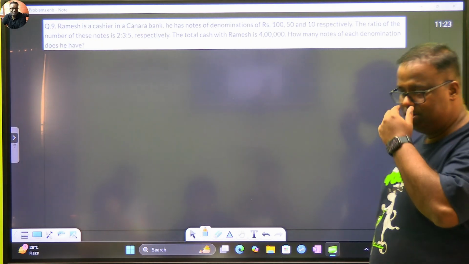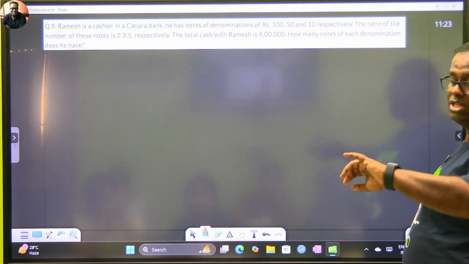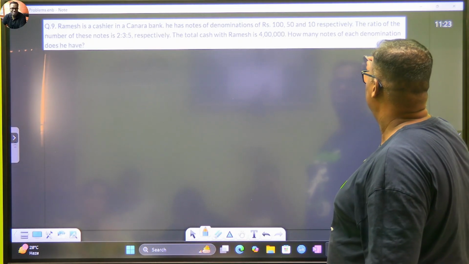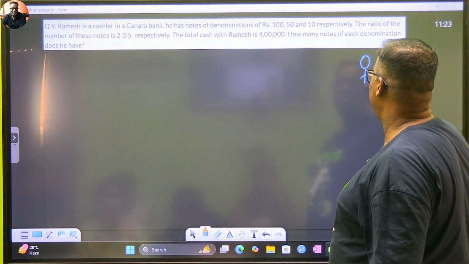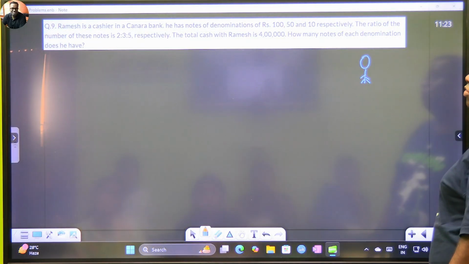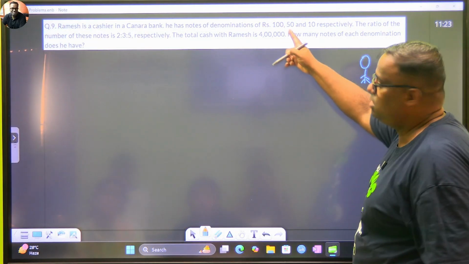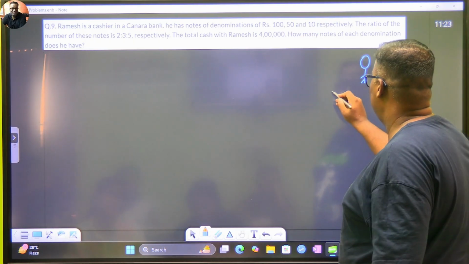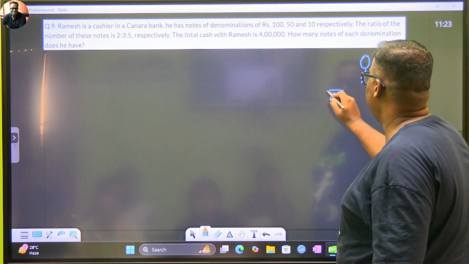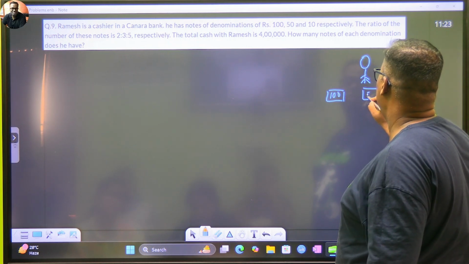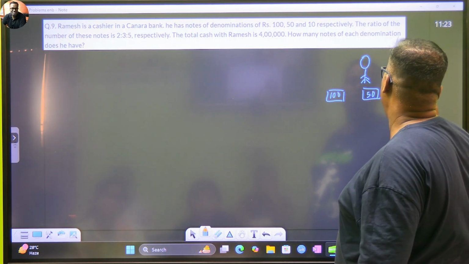So this problem is very interesting. Look, Ramesh is a cashier in a bank. There's a fellow Ramesh. He is the cashier. Cashier means he keeps money with him. Now look at the money. Denominations, have you understood the meaning of the word denomination? It's a type of currency note. So he has 100 rupee notes, 50 rupee notes, and 10 rupee notes.